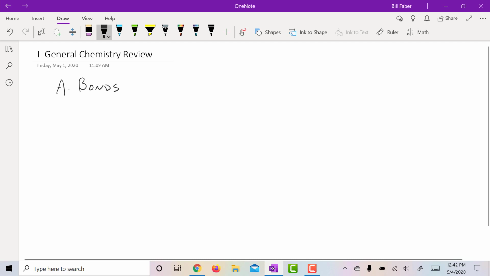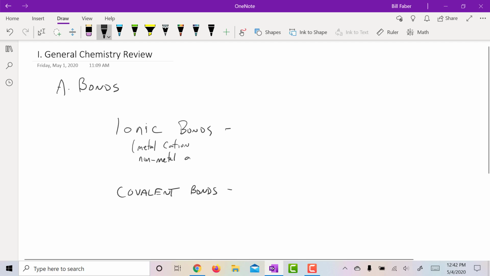And if you remember from general chemistry, there are really two basic types of bonds that we use and we'll see in organic and biochemistry, and those are ionic bonds and covalent bonds. And in general, the way you would identify ionic bonds is almost always they're between a metal and a nonmetal. Typically it's a metal cation and a nonmetal anion. And so remember, cations are positive and anions are negative.